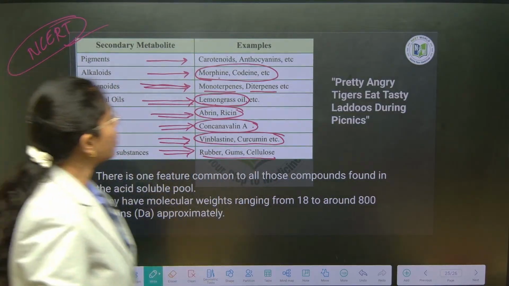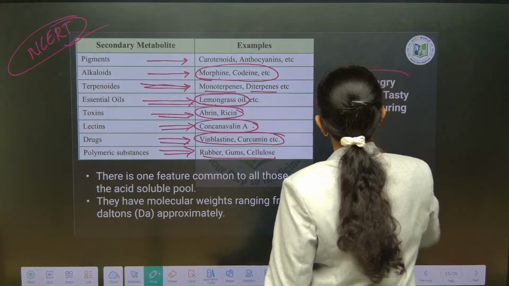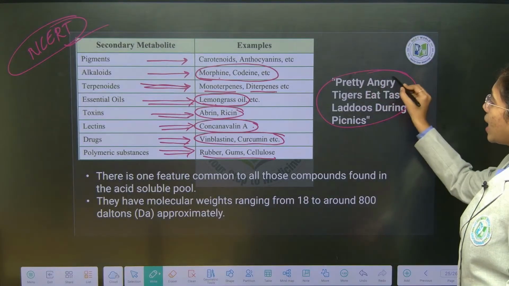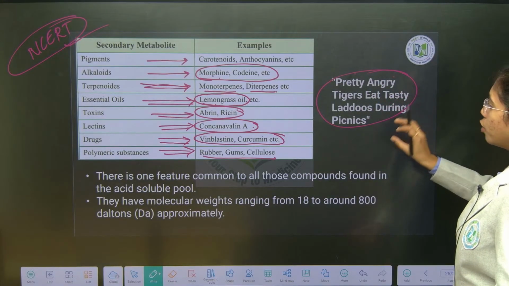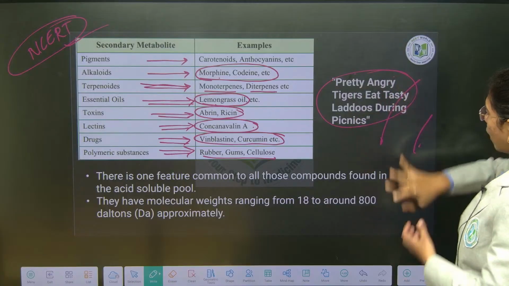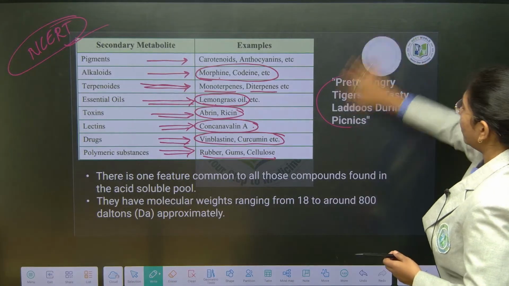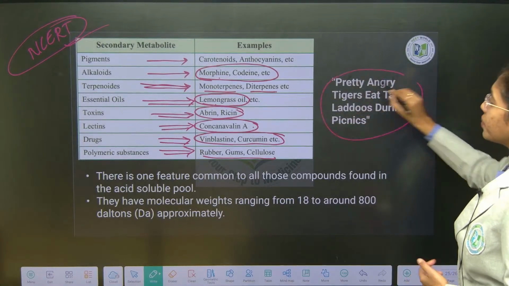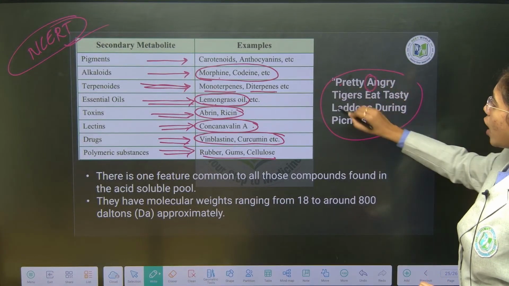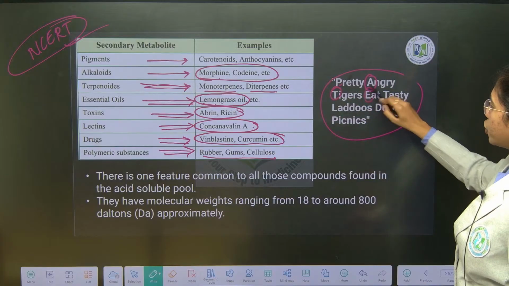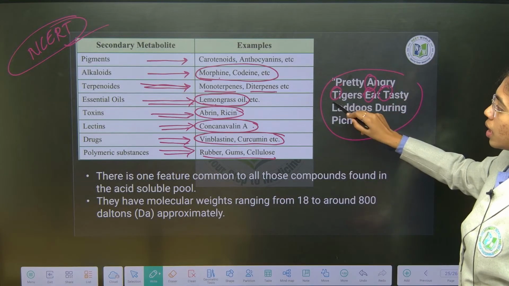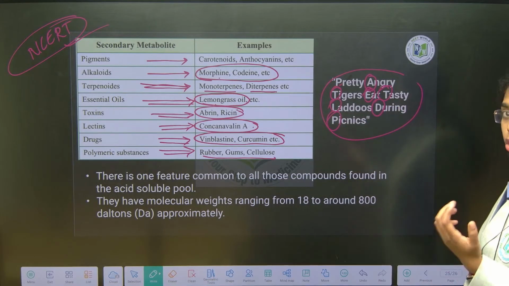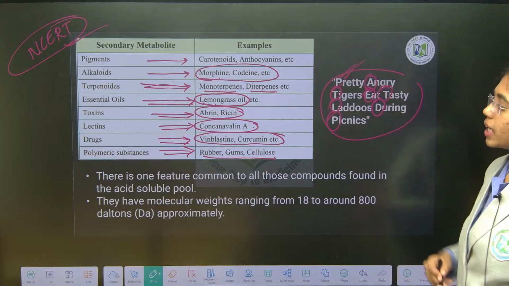If you observe clearly, there is a mnemonic which I have given where you will enjoy learning this. Pretty angry tigers eat tasty laddus during picnics. Of course, this sounds crazy, but you will remember it easily. P: Pigments, alkaloids, terpenoids, essential oils, toxins, lectins, drugs, polymeric substances. Remember two to three examples for each of the secondary metabolites.